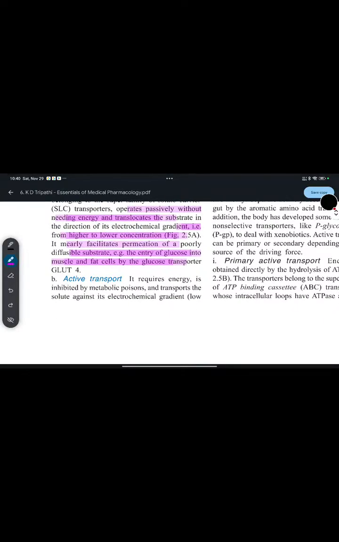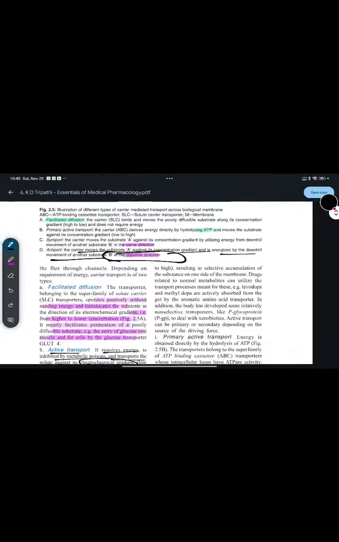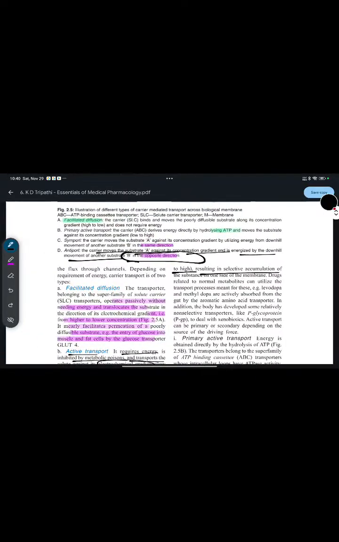Number 2, that is active transport. Active transport means transport of substances from low concentration to high concentration with the expenditure of energy. So active transport requires energy. First point, it requires energy. It is inhibited by metabolic poisons and transports the solute against the electrochemical gradient, that is from low to high, resulting in the selective accumulation of the substance on one side of the membrane.